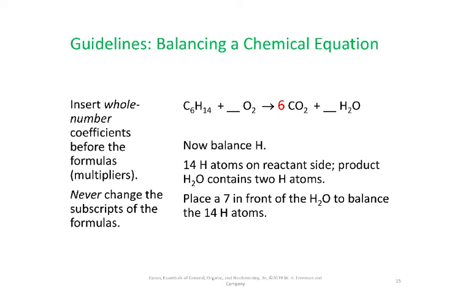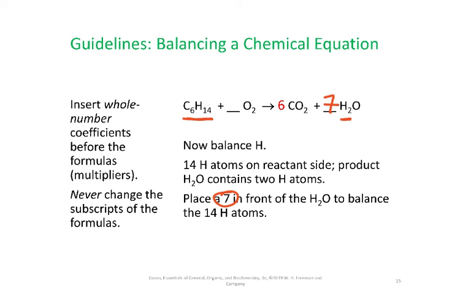Well, we want to insert whole number coefficients before the formula. So we did that with carbon. Now we want to balance H, right? If we look, we have 14 hydrogens on the reactants. We have 2 for every water molecule. So how many waters do we need? What should we do for H2O to balance this?